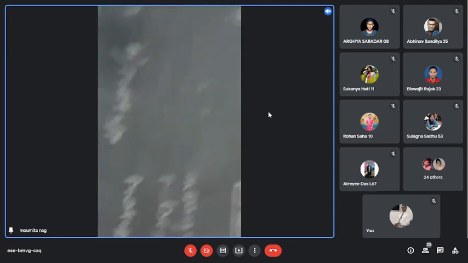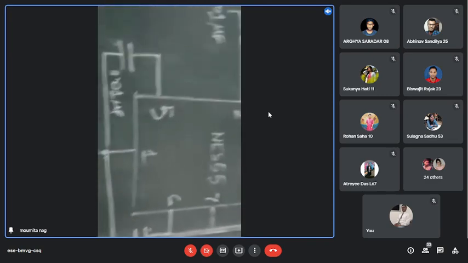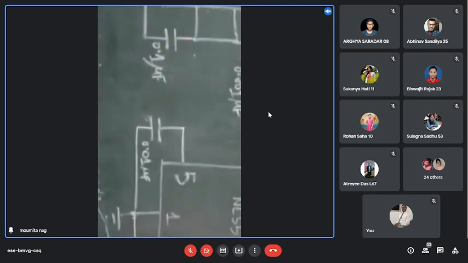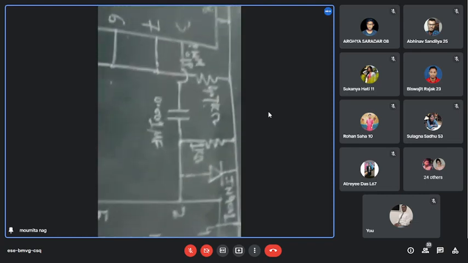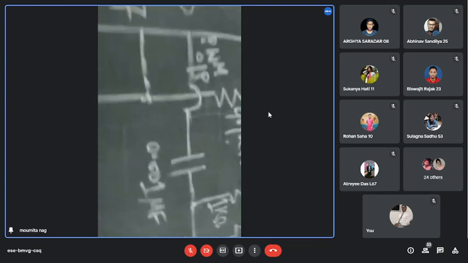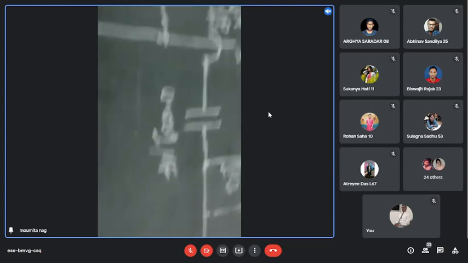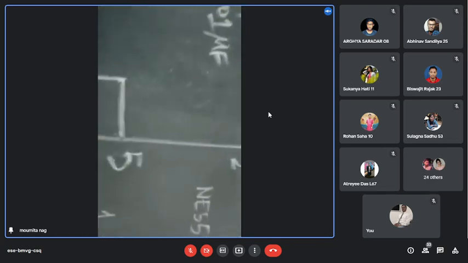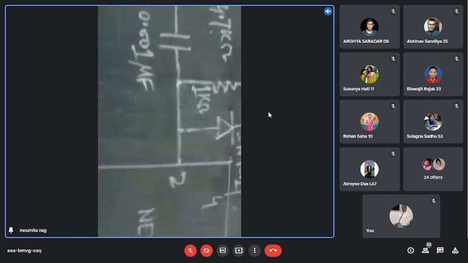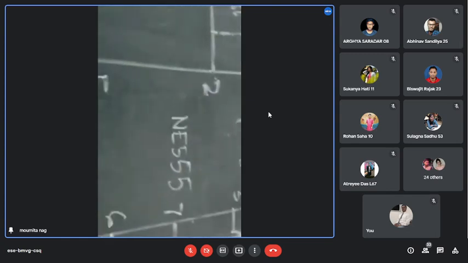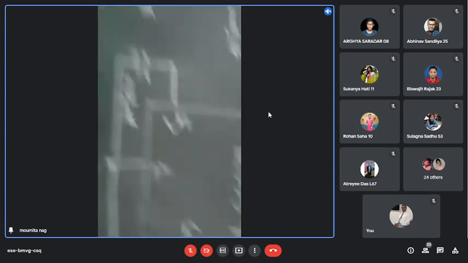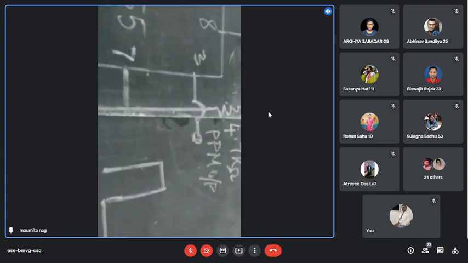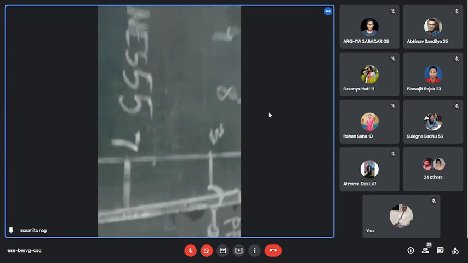And for the second timer circuit, the output of the first timer is given at the trigger input. See here, from pin number 3, it goes to pin number 2 of the second timer. So the PWM output is working as the trigger input for the second timer. And finally, we will get the PPM output at pin number 3 of the second timer.